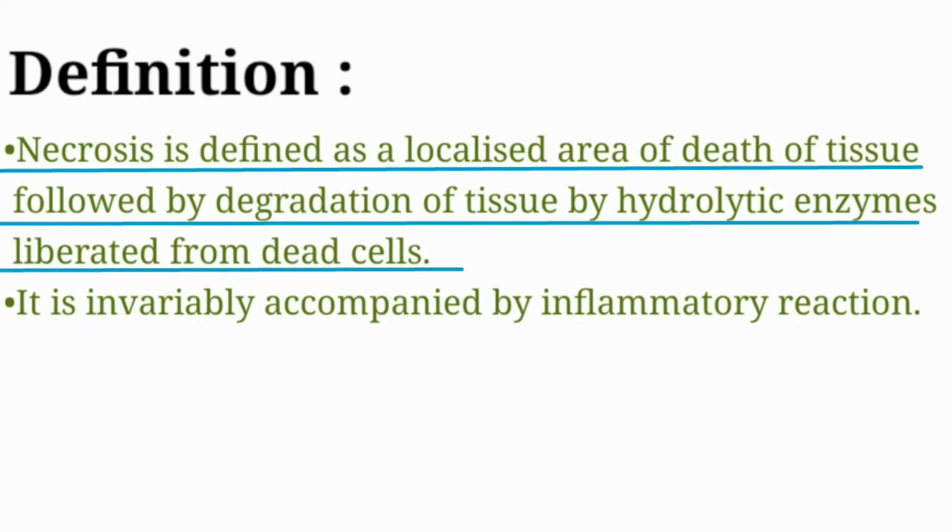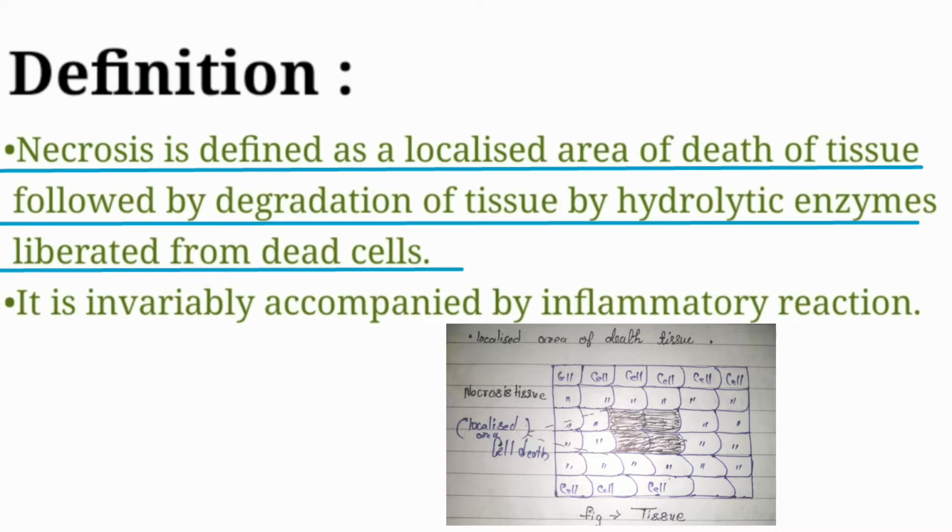For example, this figure has lots of cells, but in this figure necrosis takes place in only 4 cells. These specific points, the 4 cells, are called the localized area. It can grow to involve all cells, but necrosis begins in a localized area of death of tissue, followed by degradation of tissue by hydrolytic enzymes. It means necrosis is degraded by hydrolytic enzymes.